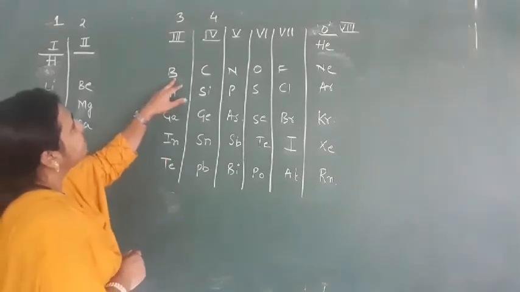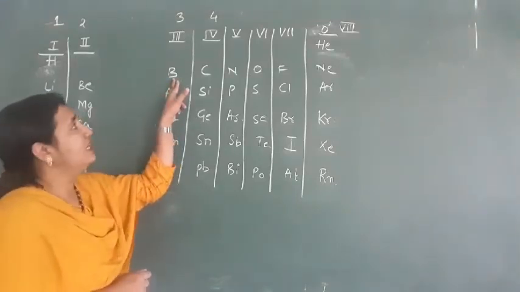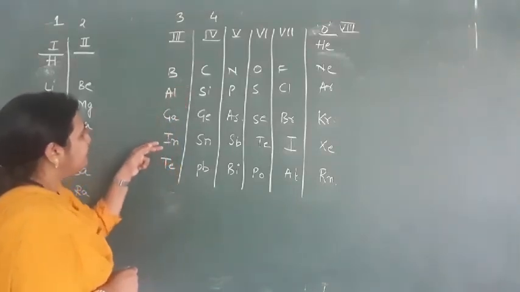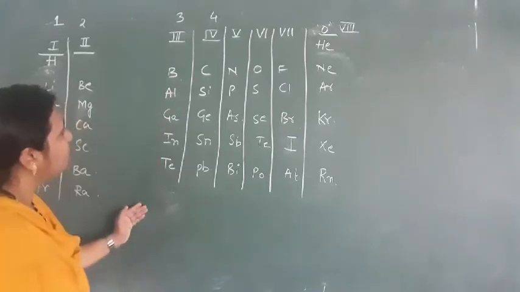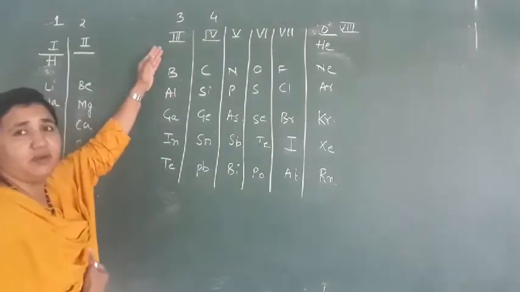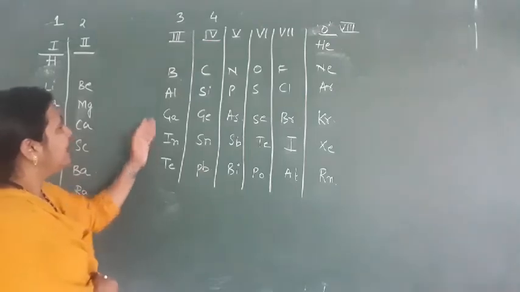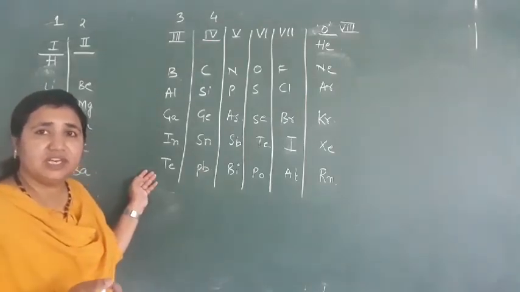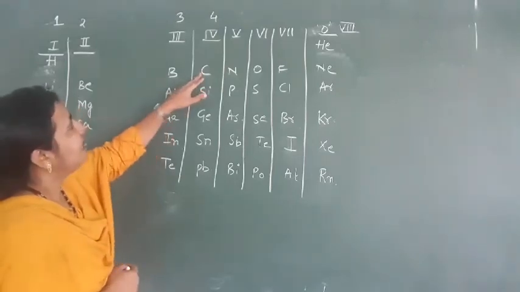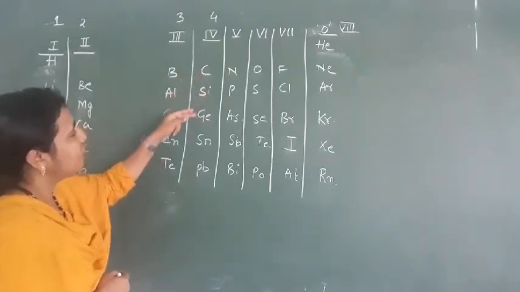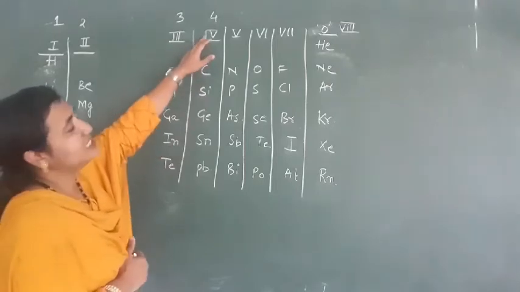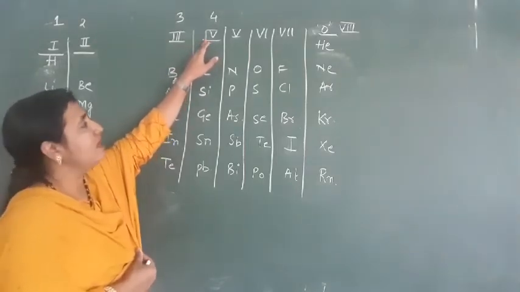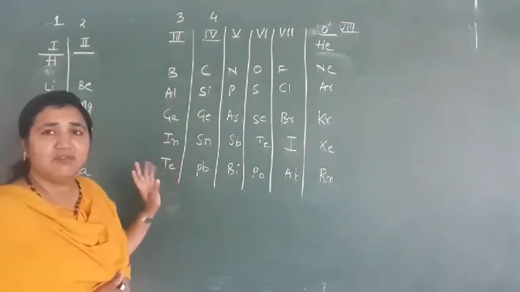Boron's valency is 3: boron, aluminium, gallium, indium, thallium. The whole group has valency 3, because all these elements have 3 electrons in their valence shell, the last shell. Next is the fourth group: carbon, silicon, germanium, tin, lead. The valency is 4, because they have 4 electrons in the outermost shell.